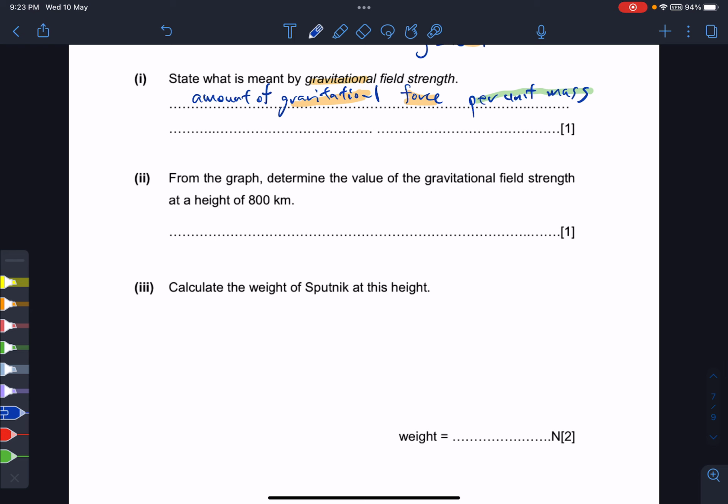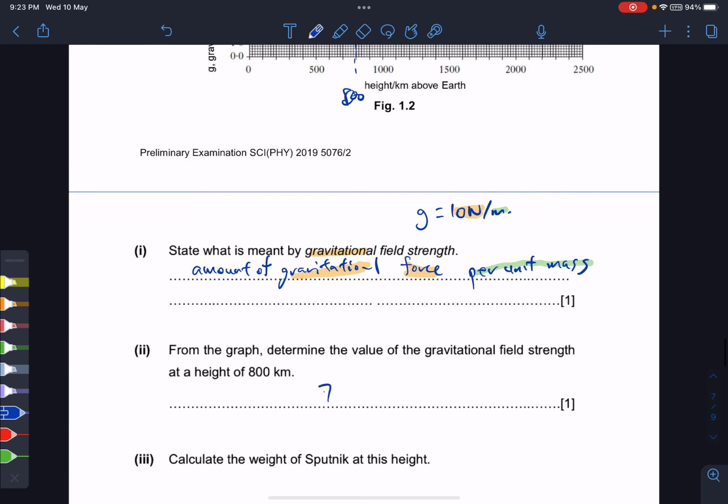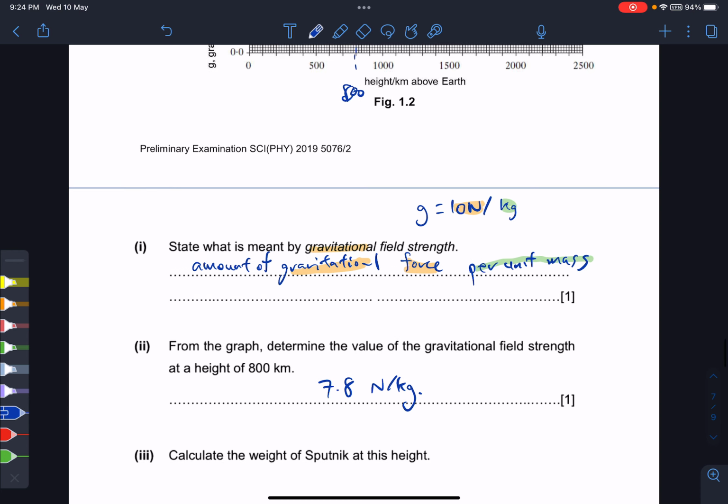So in this case, you're supposed to give me the value. You will get 7.8 Newton per kg. Be careful, you may not leave out the units, and also do take note it's 2SF.